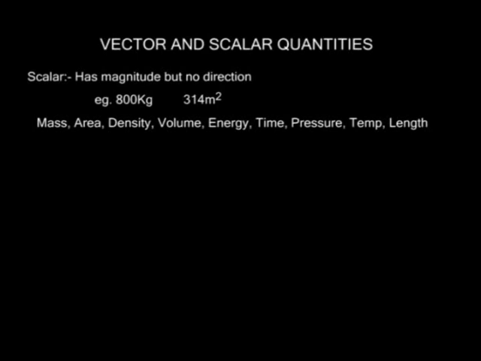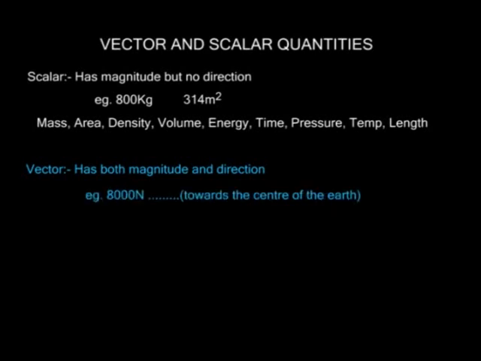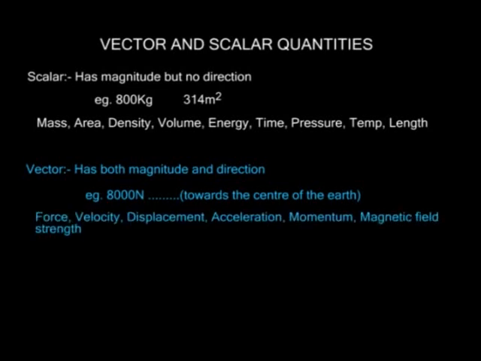On the other hand, a vector quantity is a quantity which has both magnitude and direction. It can be specified by a number, a unit, and direction. If the weight of a car is 8,000 newtons, for instance, 8,000 gives the number, N is its unit and is directed towards the center of the earth. Other examples of vector quantities are force, velocity, displacement, acceleration, momentum, and magnetic field strength.